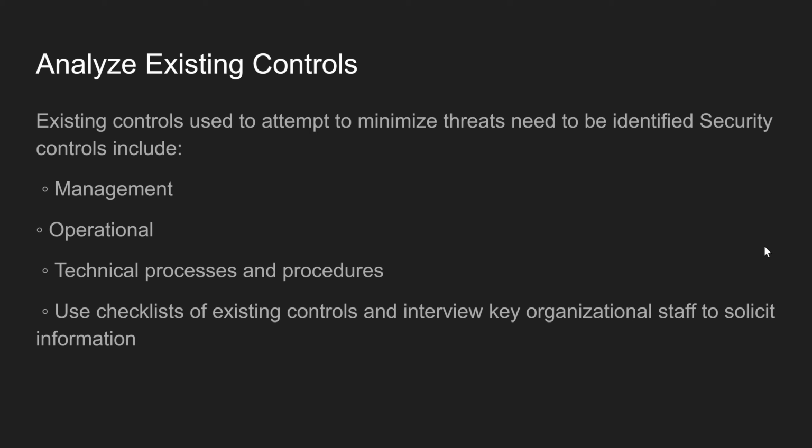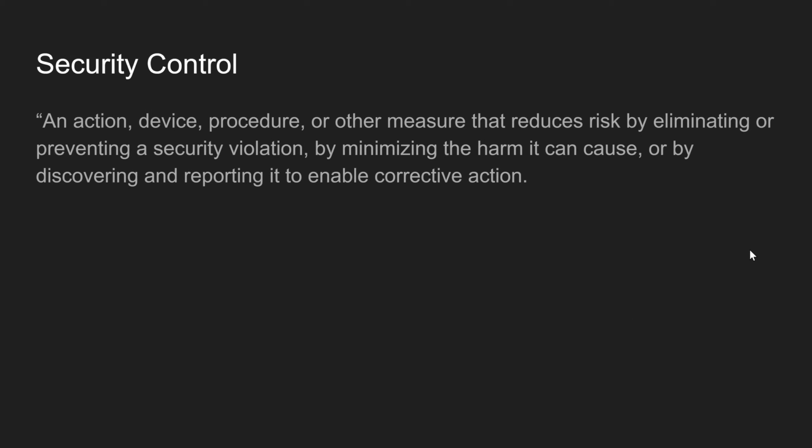Analyze existing controls. Existing controls used to attempt to minimize threats need to be identified. Security controls include management, operational, and technical processes and procedures. Use a checklist of existing controls and interview key organizational staff to solicit information. A security control is an action, device, procedure, or other measure that reduces the risk by eliminating or preventing a security violation, by minimizing the harm it can cause, or by discovering and reporting it to enable corrective action.